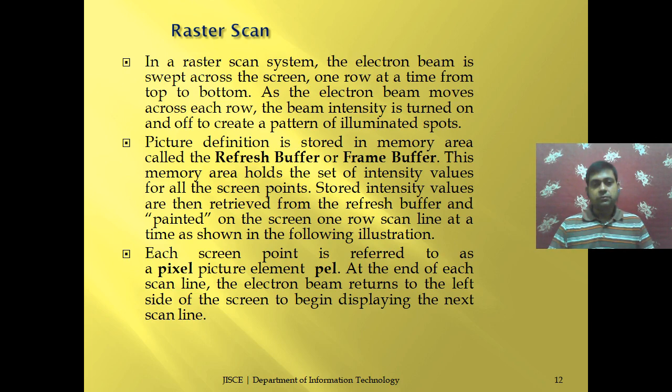Across the screen the electron beam is swept. That means if this is the screen, in raster scan every line is scanned horizontally, one row at a time from top to bottom. As the electron beam moves across each row, the beam intensity is turned on and off, because we need not illuminate the screen everywhere, because of the picture that we want to draw.